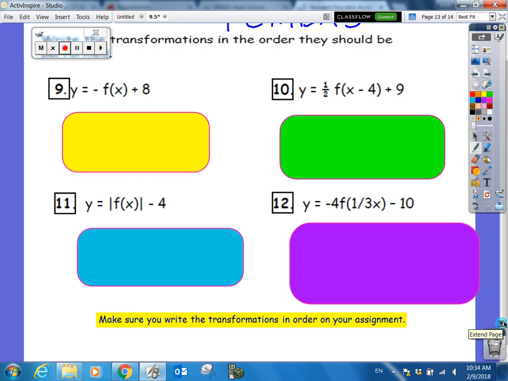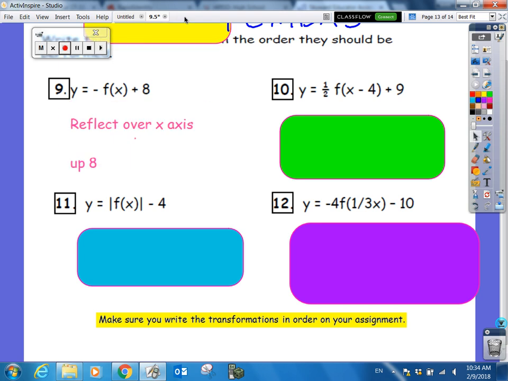So this first one, there's nothing to do in the parentheses because it's just an x. So then we do multiply, divide, so reflect over the x-axis, then up 8. Okay, so reflect over the x-axis, then you go up 8 on that one.